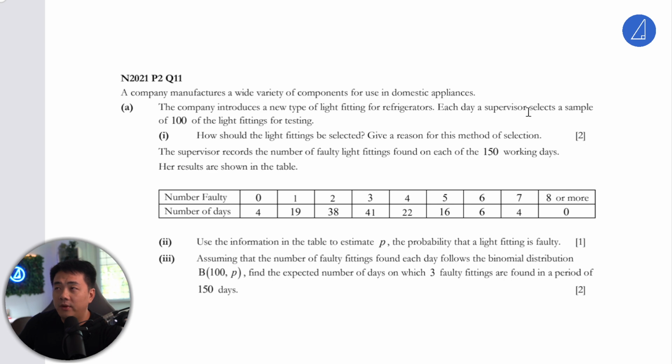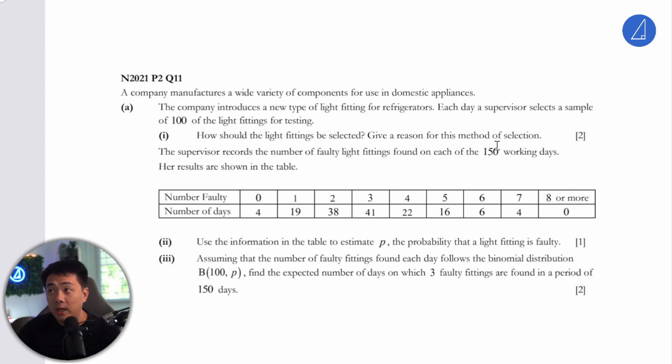Each day, a supervisor selects a sample of 100 of the light fittings for testing. How should the light fittings be selected? Give a reason for this method of selection. Okay, so essentially it should be selected in a random manner so that each light fitting would have an equal chance of being selected and they're independent of one another. This will just ensure that the sample is unbiased.